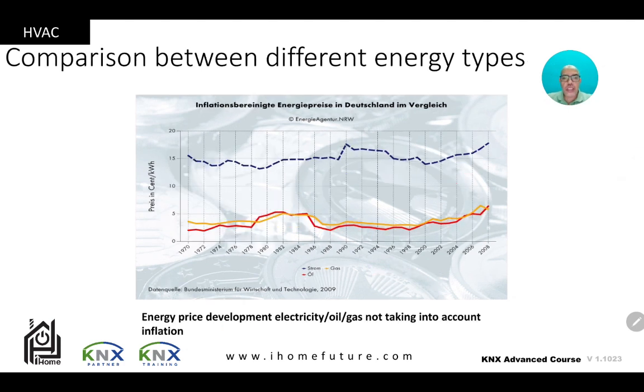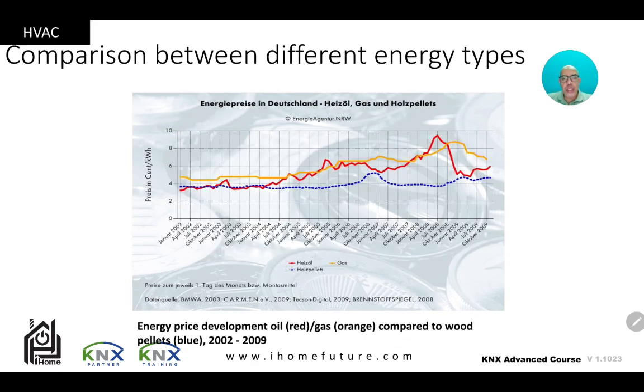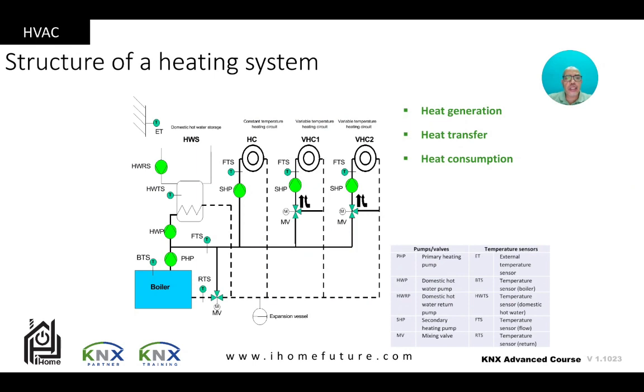Another one is taking inflation into account, or not taking inflation into account. So you can see that's the absolute number. Here is a comparison to wood pellets, the blue one. You don't need to memorize this, it's only giving you a hint about how the energy price is increasing each year and which one is increasing more. You can see that electricity is increasing in a linear way. However, other energy sources are not increasing in a linear way.